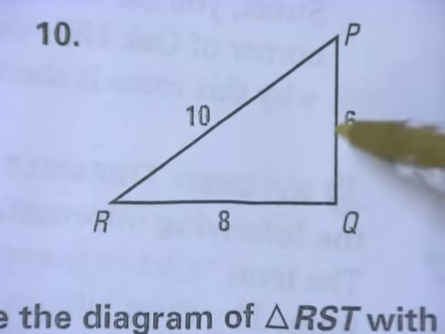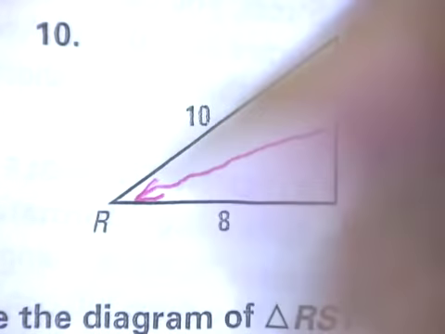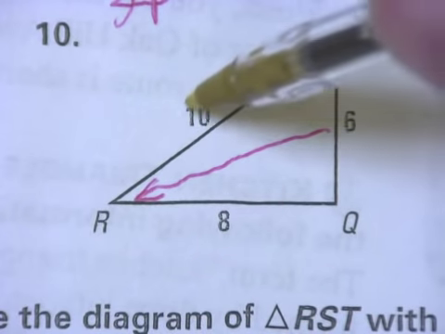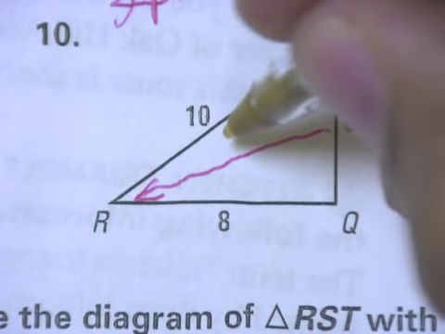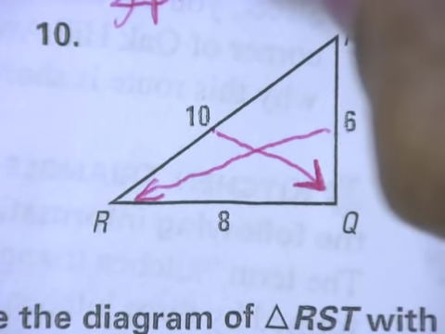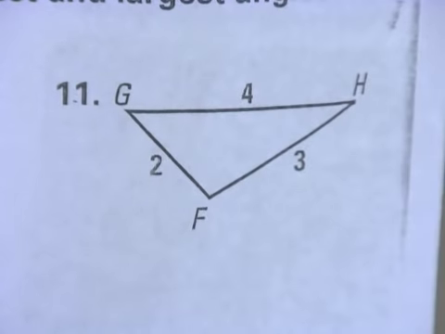For number 10, again, I'm looking for the smallest and the largest angle. 6 is the smallest side. I know that's across from the smallest angle. So angle R is the smallest angle. I see that side 10 is the biggest side, and that's across from Q, which is the biggest angle. So angle Q is the biggest.